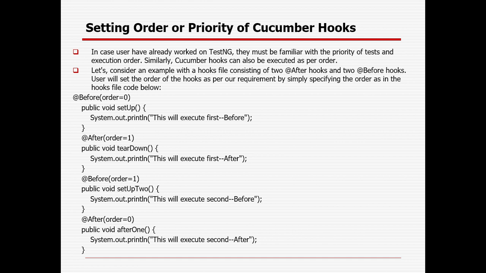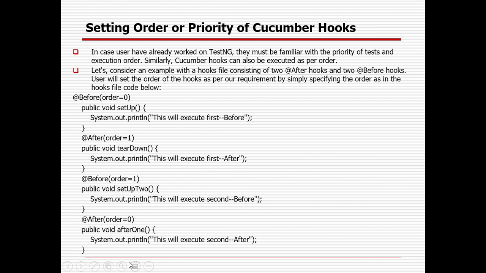But for the after hooks, the highest order will be executed first and the lowest order will be executed last. So that is the sequence. For the before hooks, 0, 1, 2, 3 will be executed in that order. For the after hooks, 5, 4, 3, 2, 1, 0 will be executed in that order. So in the before and after you need to mention the order, okay. For the before one it will be ascending order, for the after one it will be descending order, okay.